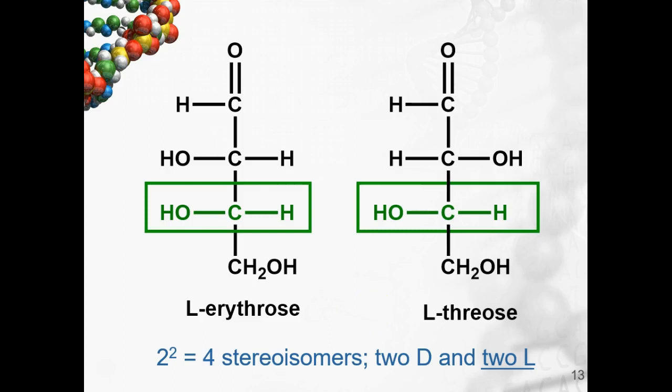So this compound has 2 chiral carbons, so 2 squared is 4 stereoisomers. So we have 2 Ds and 2 Ls. So we have D-erythrose, L-erythrose, D-threose, and L-threose. And then those are our 4 isomers.